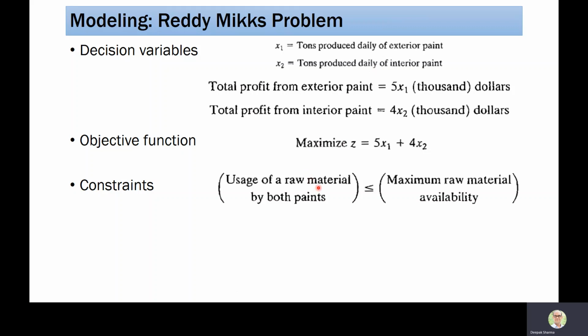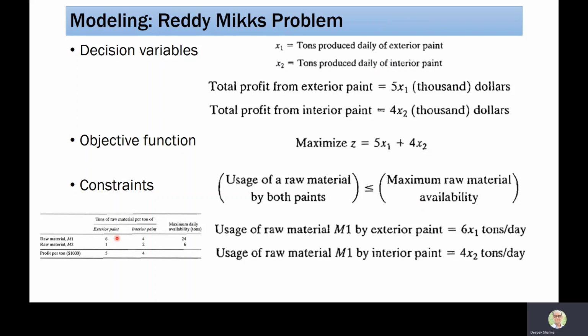So the first constraint, as we remember, is that the use of raw material by both paints should be less than the maximum availability. Now looking at the table again, how can we find the use of M1?